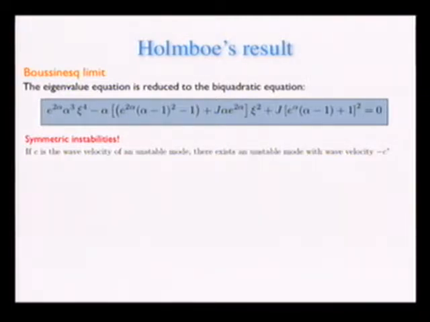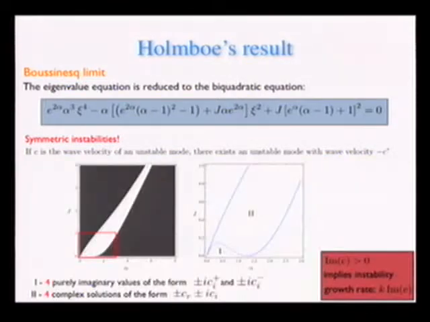Well, since it's a biquadratic form, instabilities have a very special structure, since we have what we call symmetric instabilities. So whenever c is the wave velocity of an unstable mode, there exists an unstable mode with velocity minus c conjugate, okay? And this is exactly what Holmboe did. He just looked at this special limit, okay? And this is the stability diagram. So here you have the Richardson number, and here the wavelength, non-dimensional, of course. What you see is that this shaded region is stable, and the white is unstable, okay?